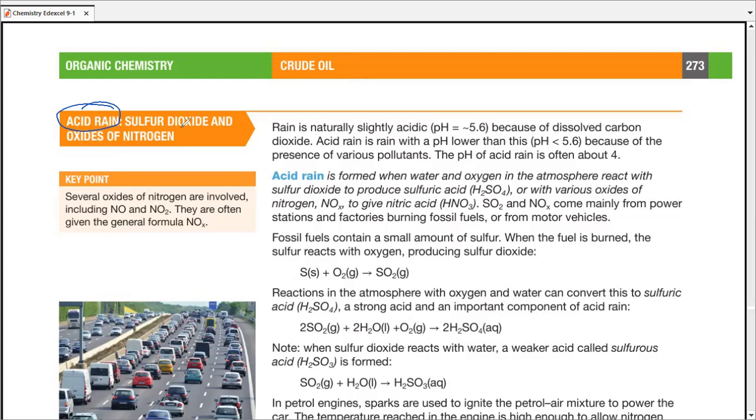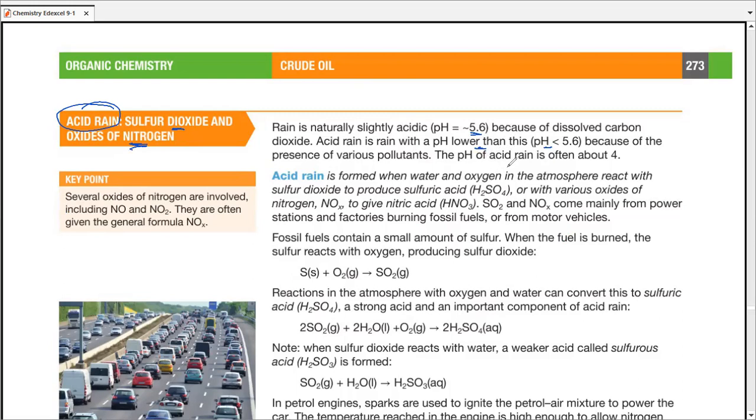So, what is acid rain mostly composed of? Sulfur dioxide and oxides of nitrogen as a part of the rain. The rain is slightly acidic, the pH is around or more than 5.6 because of dissolved carbon dioxide. So, that was supposed to happen since carbon dioxide was a good part of the atmosphere. But rain with a pH lower than 5.6, that actually poses a problem. We call that rain acid rain.